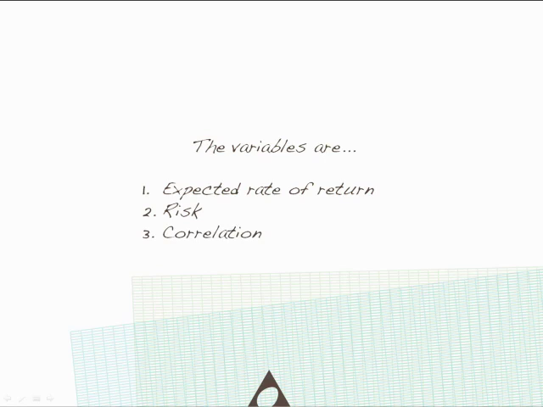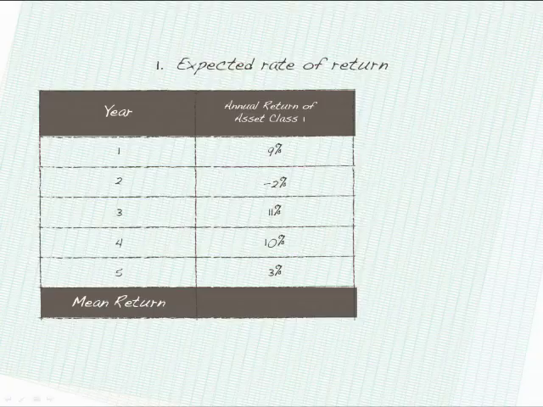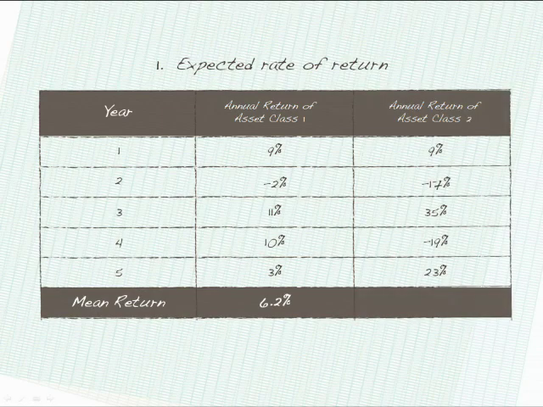Let's look at a sample asset class to demonstrate the first variable. In a 5-year stream of returns, it had 4 positive years and 1 negative year, with a mean return of 6.2%. If we add a second asset class that had the same rate of return, which one would you pick? The data shown here does not give you enough information to make that distinction. Looking at variable number 2, risk, will help.